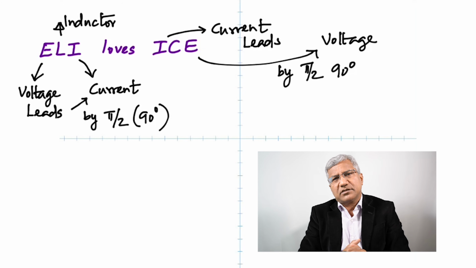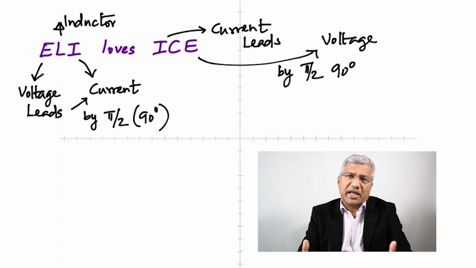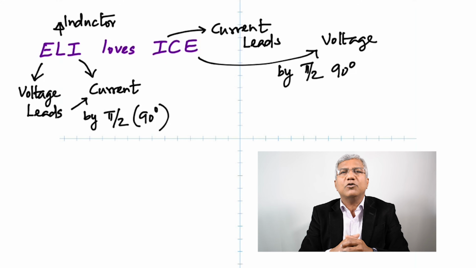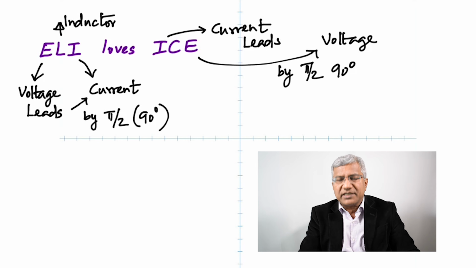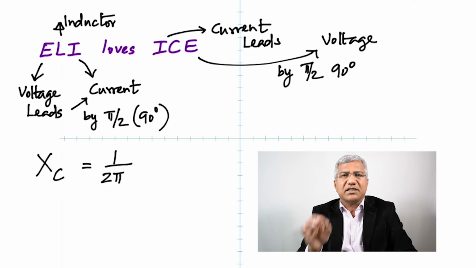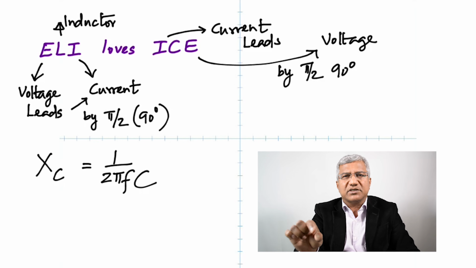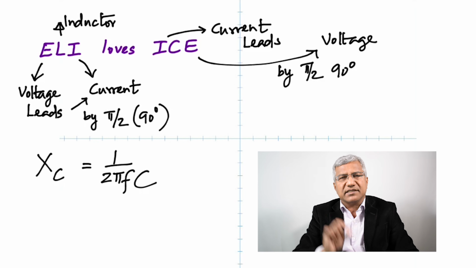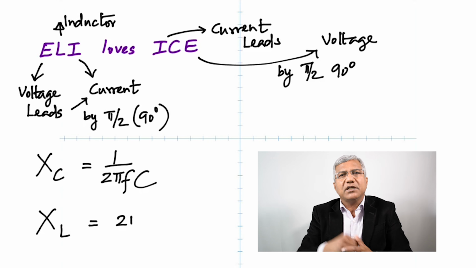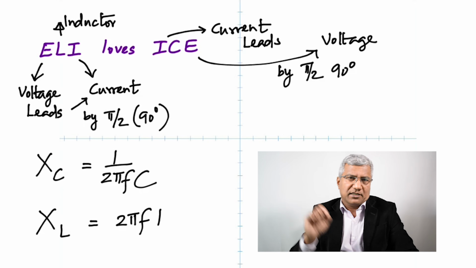Also important is to know how to calculate the reactances. Now, what do you mean by reactance? Reactance is exactly like resistance. It's measured in ohms. So, what is the reactance of a capacitance? It's simply 1 divided by 2 pi F C. F is the applied frequency of the voltage, C is the capacitance. And XC is in ohms. What about inductive reactance? It's going to be 2 pi F times L.